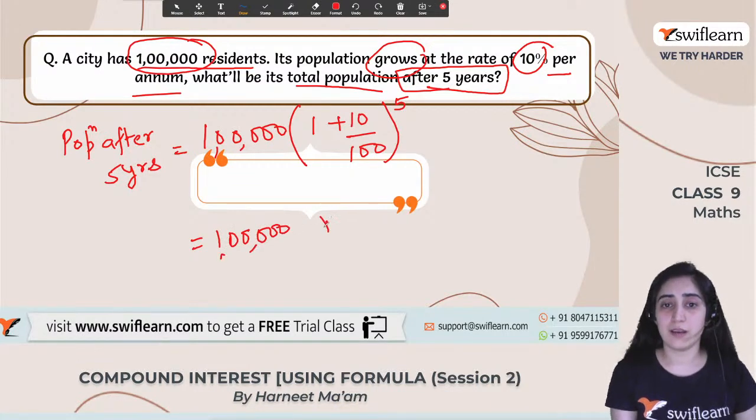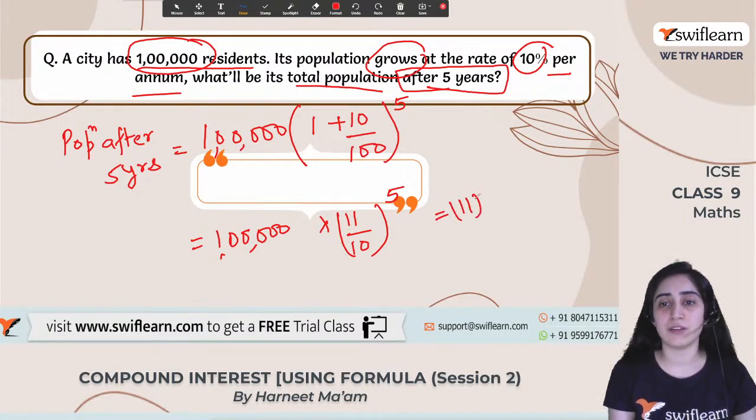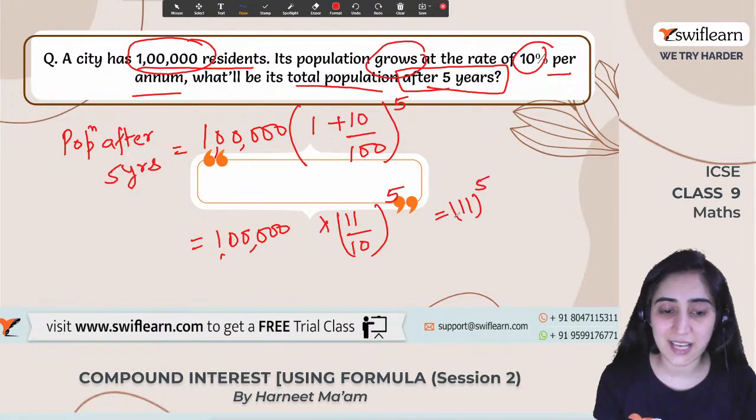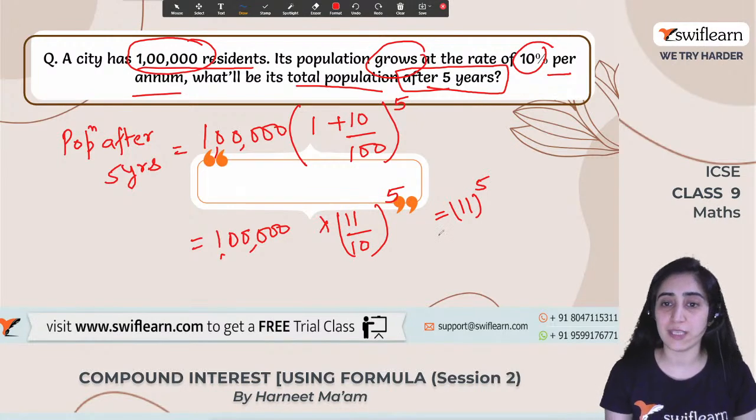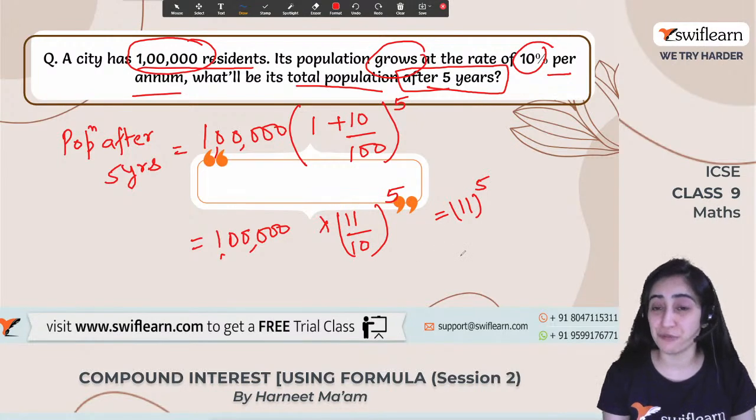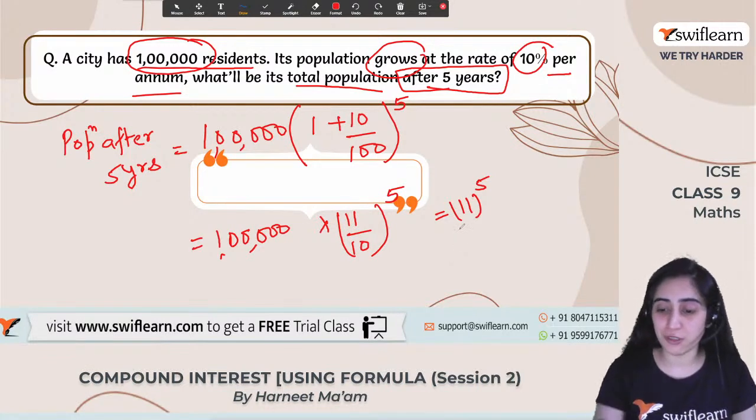Okay, 1 lakh into 11 by 10 to the power of 5. So what do you get? See, there are 5. This 5 will get cancelled. It will be 11 to the power of 5. So what is the answer, guys? What is 11 to the power of 5? When you solve, what do you get? Yes, anyone can do that. All right. So what is the answer? What were you able to calculate?